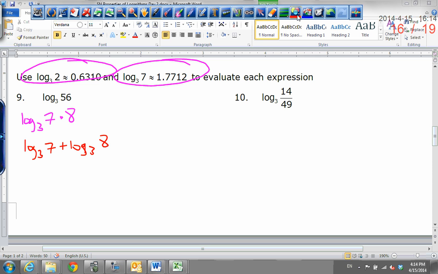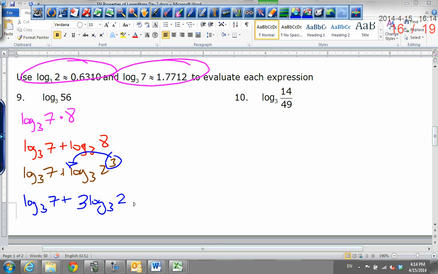Then we can go a step further and say that I know that log of 8 is the same thing as log base 3 of 2 cubed. 8 is the same thing as 2 cubed. Then I know I can bring the 3 out front. So I got log base 3 of 7 plus 3 log base 3 of 2.